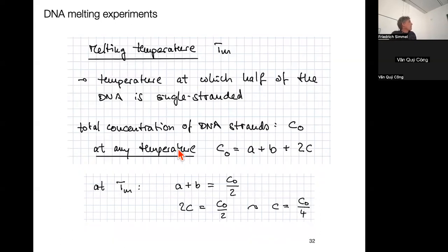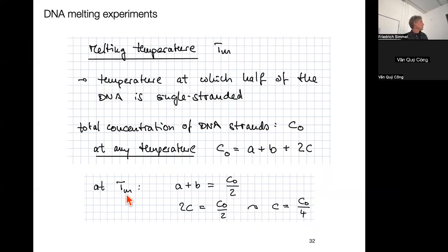So the melting temperature is defined as the temperature at which exactly half of your DNA is single-stranded, and you need to write down a mass conservation equation here. When you have a total concentration of DNA strands that we call C0, this is the concentration of strands of type A in single-stranded form, plus the concentration of strands B in single-stranded form, plus 2 times the concentration of the complex, because there are 2 strands in one complex. So this is the total concentration of single strands in your solution.